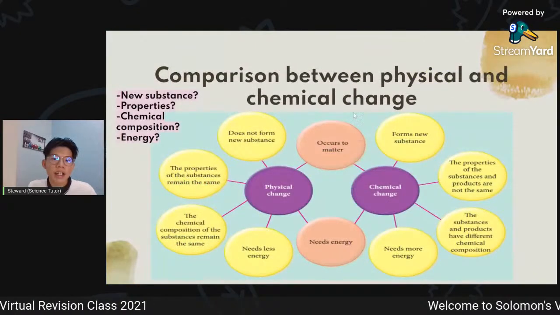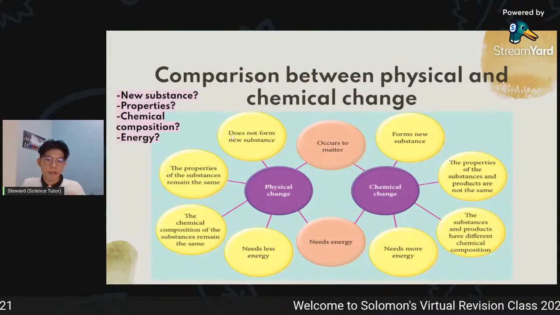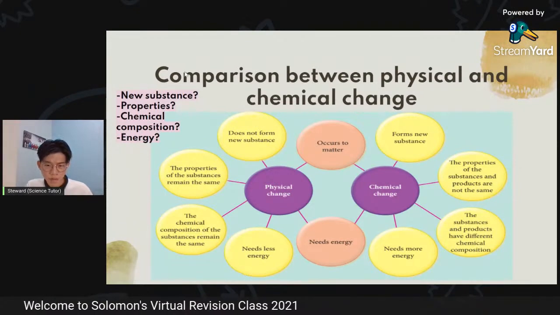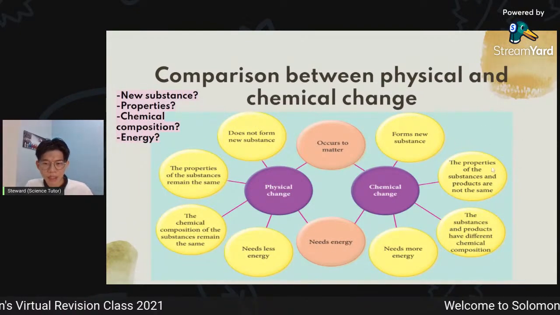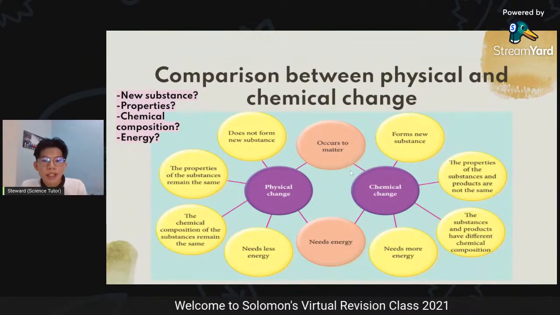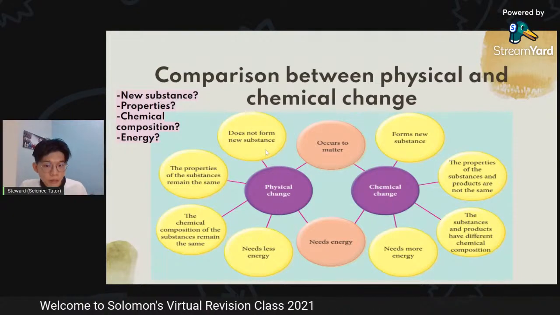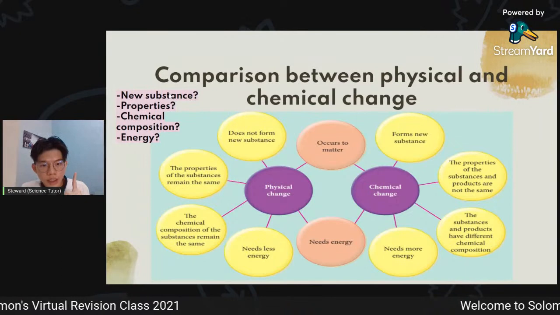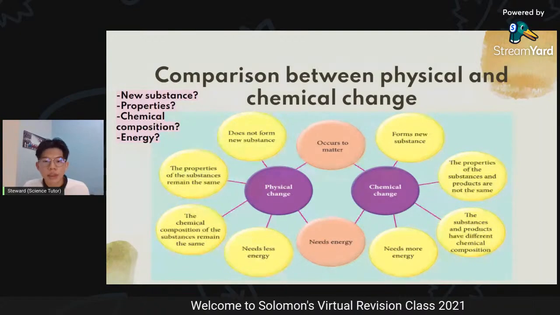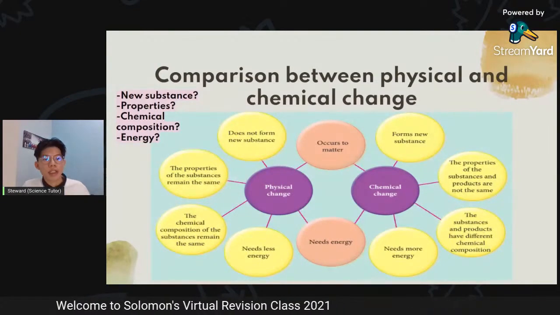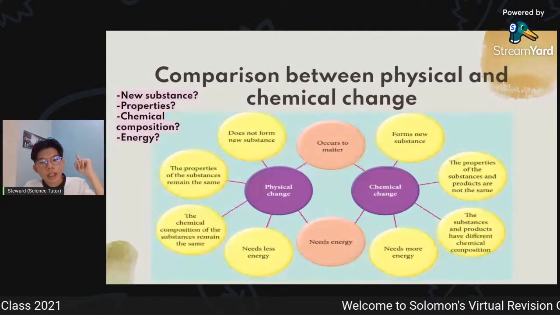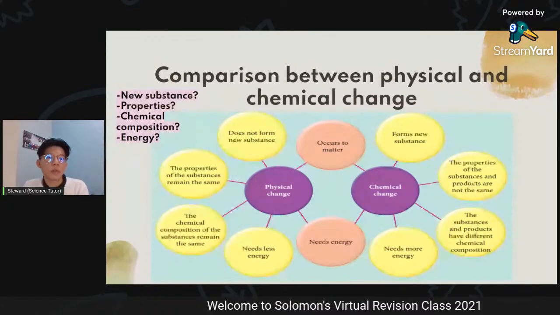Okay, alright, so moving on, we got this comparison between physical and chemical change. So if you look at this, wah, so many circles, very confusing, so many words I can't understand. Okay, it's fine, let's make it simple. What's important is we only need to know 4 factors. The first one, the new substances. Does it form new substances or does it not form new substances? We don't need to memorize this, we just need to understand. For physical change, it won't form new substances. So if you want to remember physical change, remember water, ice and vapor. If you want to remember chemical change, remember the rusted iron.